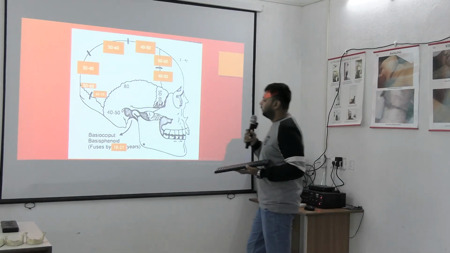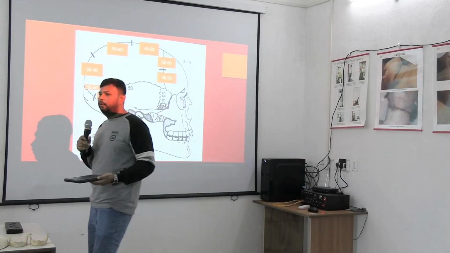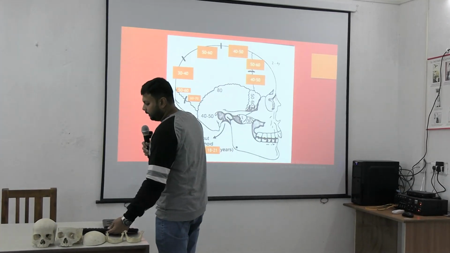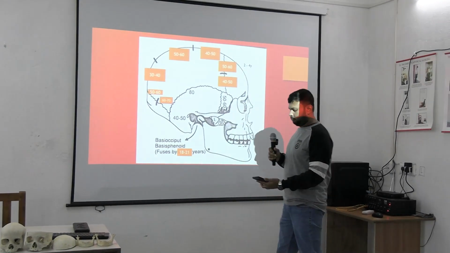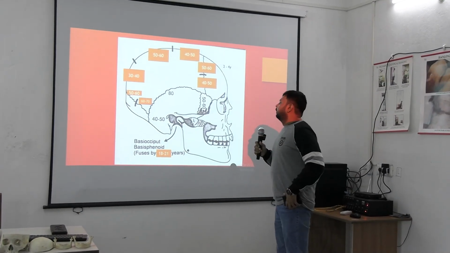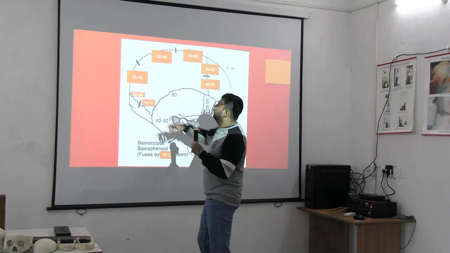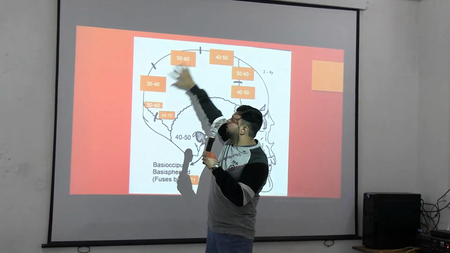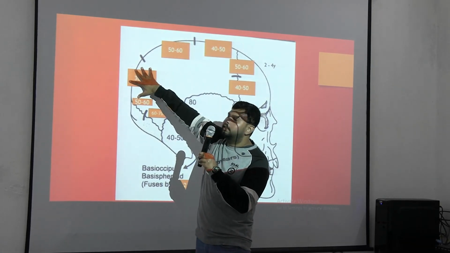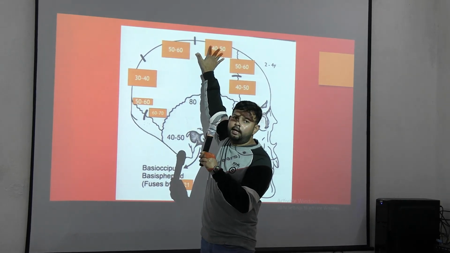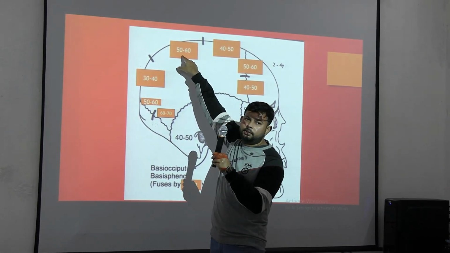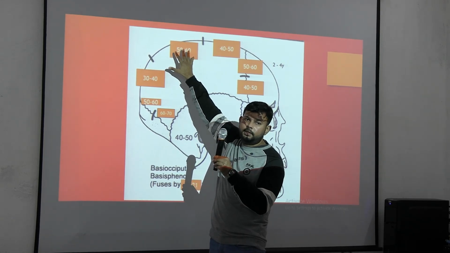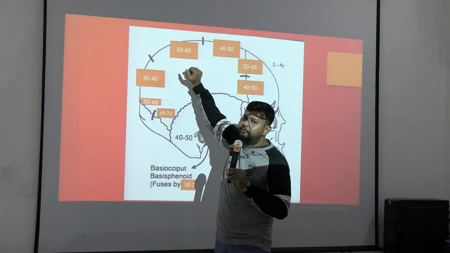How to remember the order, I have also discussed. First you will go through the sagittal suture. Sagittal suture has three parts: posterior, medial, anterior. 30-40, 40-50, 50-60. Fusion age, ossification center. Secondary ossification center fuses.